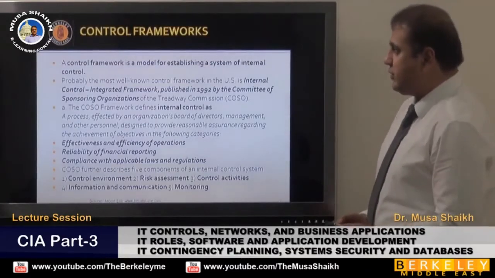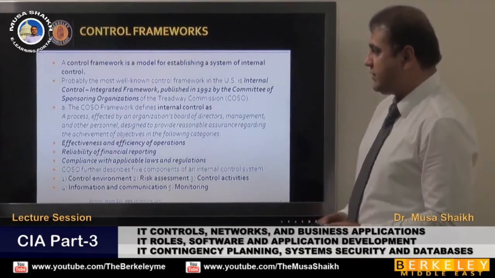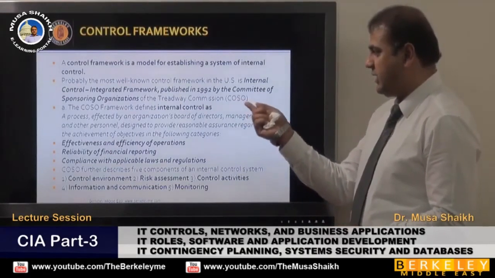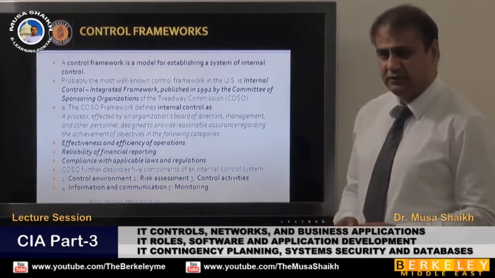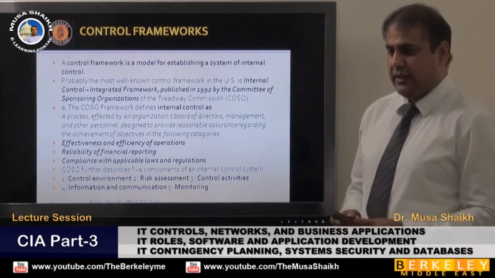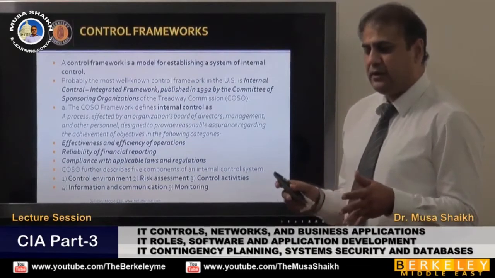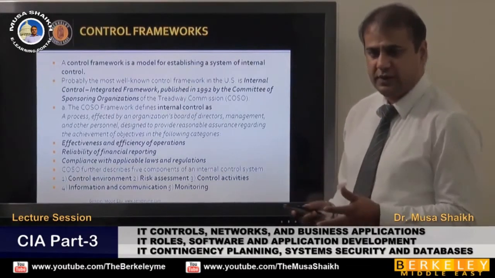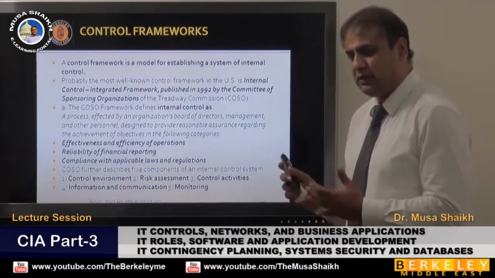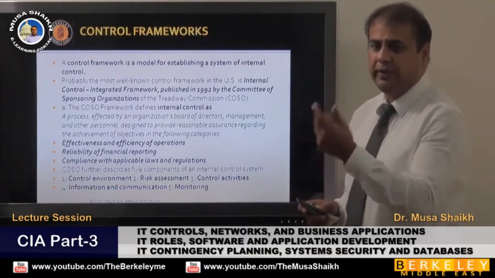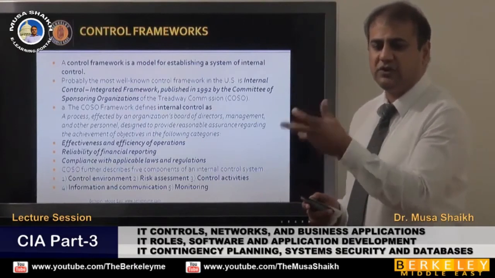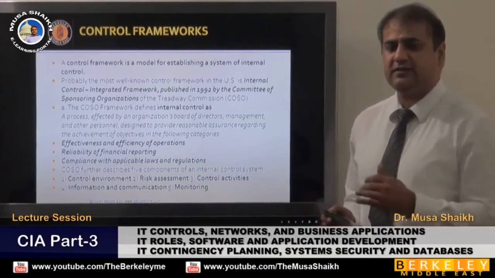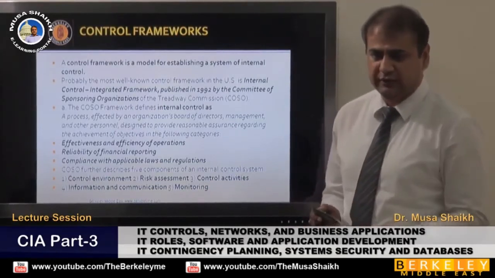Let's discuss control frameworks. First of all, the biggest and most popular is COSO, that is the Committee of Sponsoring Organizations. There are different concepts that explain controls. One is the Canadian model, COCO, then there is COBIT, and there is COSO. These are different people, different organizations. They explain control in their own language.